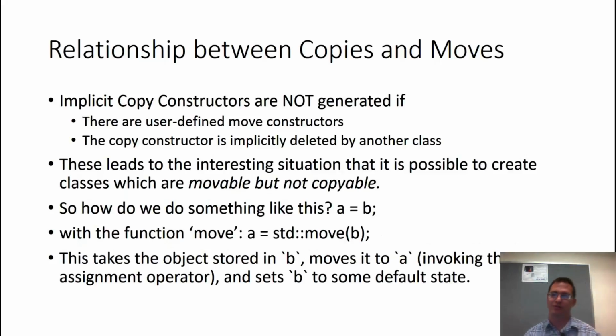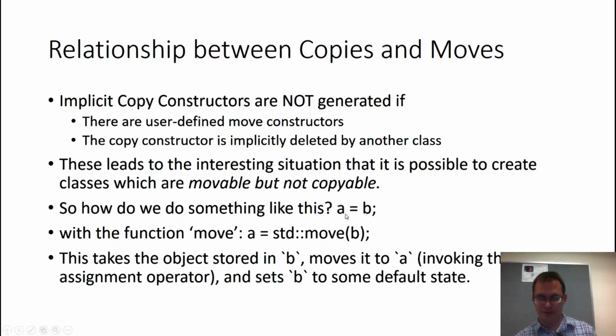Implicit copy constructors are not generated if you have move constructors or if you have an object where the copy constructor has been deleted. So you can have one or the other or both. Okay. Anyway, the interesting thing about this is that you can create classes which can be moved but not copied. And so that's how you can prevent expensive copies.